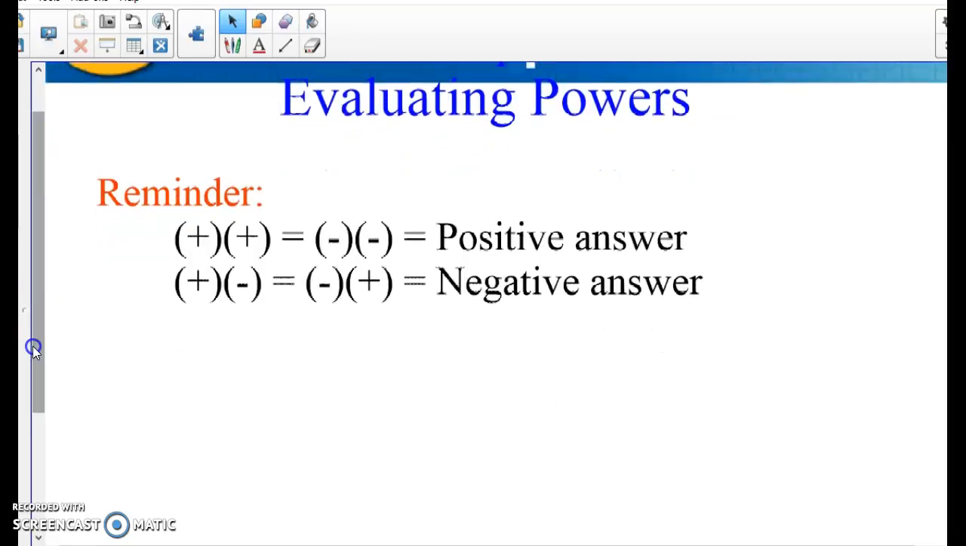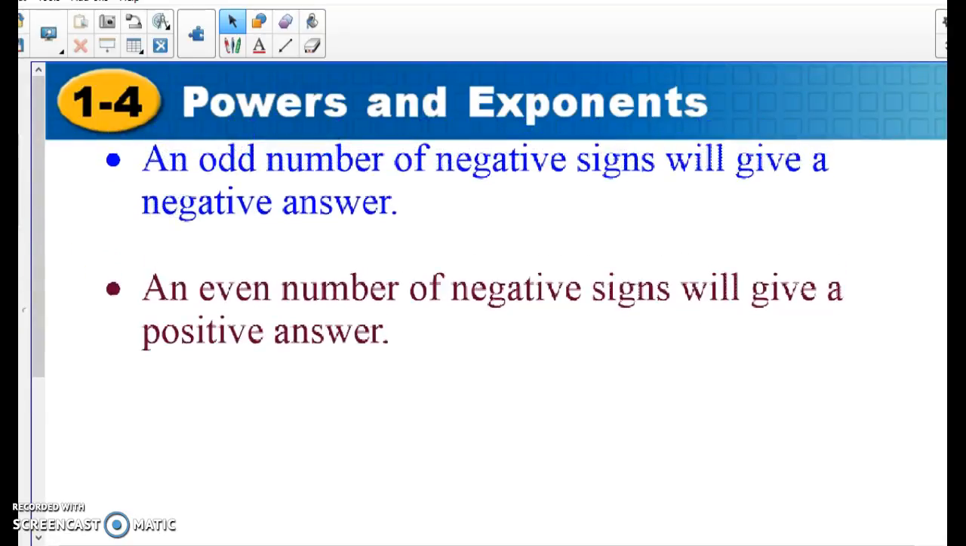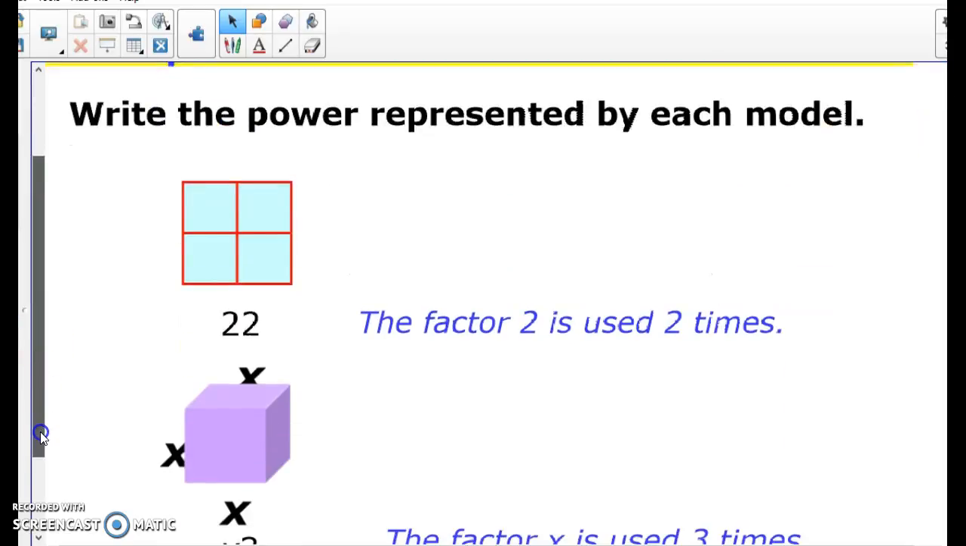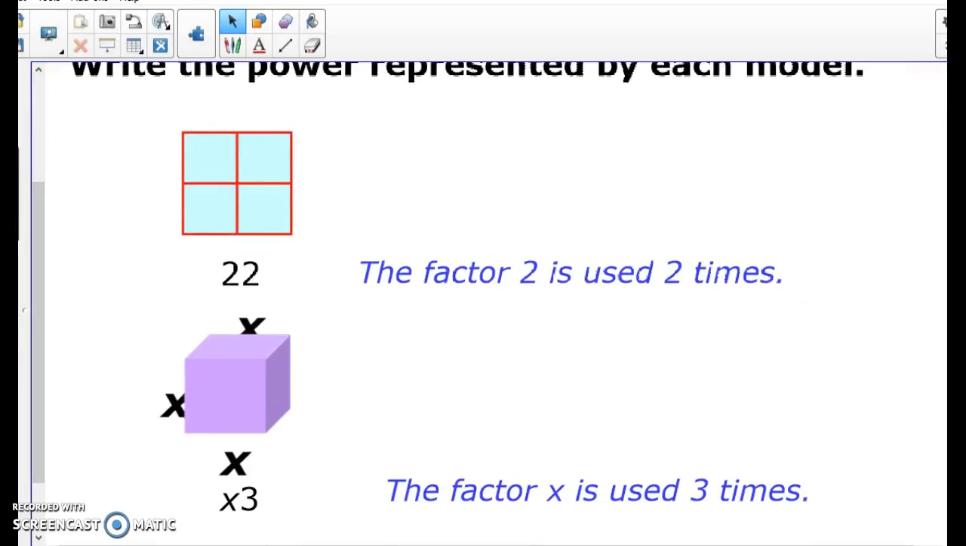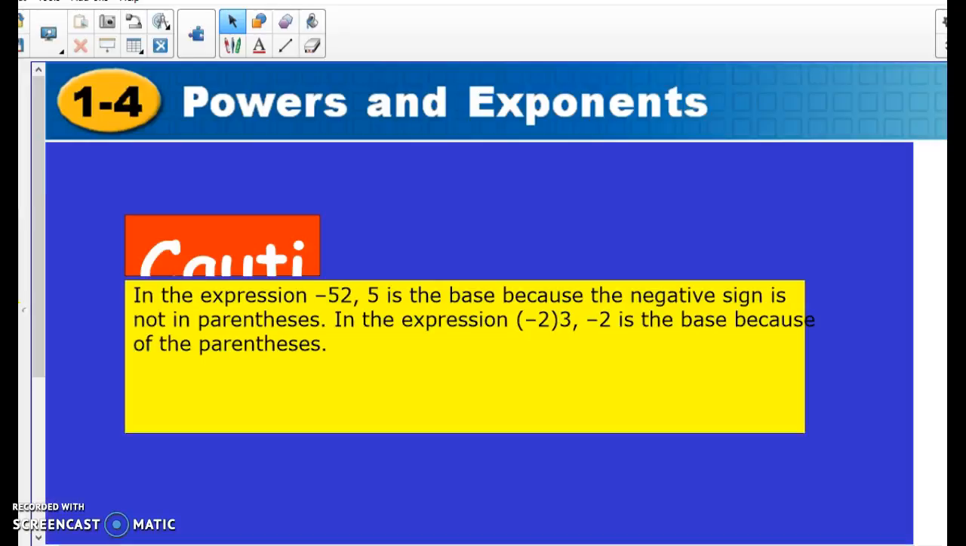Okay, same rules still apply. If I have 2 positives or 2 negatives, my answer is going to be positive. If I have a positive and a negative, or a negative and a positive, it's going to be negative. So kind of the same thing I said before: if you have an even number of negatives, it's going to end up being positive, or if you have an odd number, it's going to end up being negative, which is right there. This is basically the same thing going over, except now with a different graphic. And then here are some more examples.